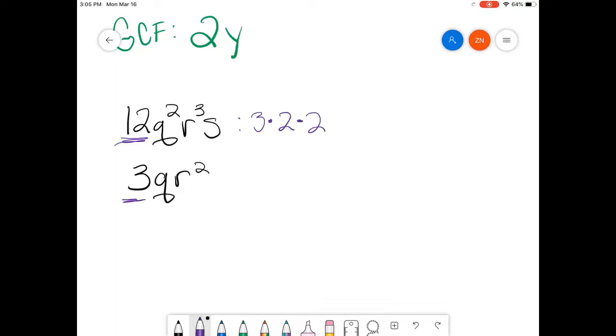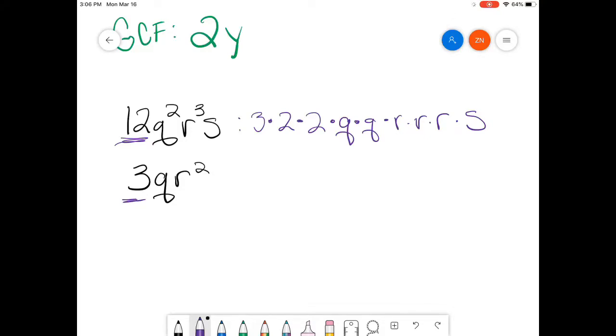Next is the Q. You see how there's a squared? So how many Q's are there? There are 2. Q times Q. Then I go to the R. There are 3. So I should have 3 R's. 1, 2, and 3. How many S's? There's just 1. So you just write 1 S.